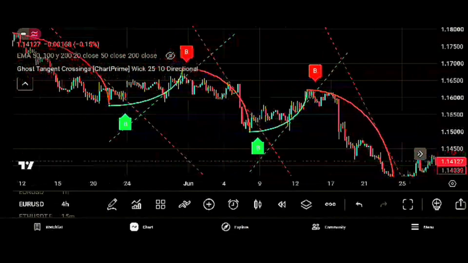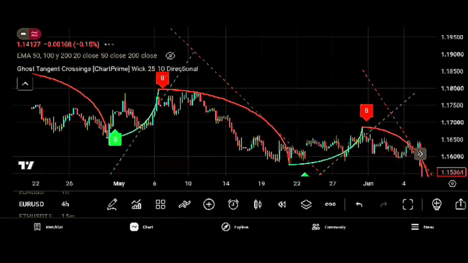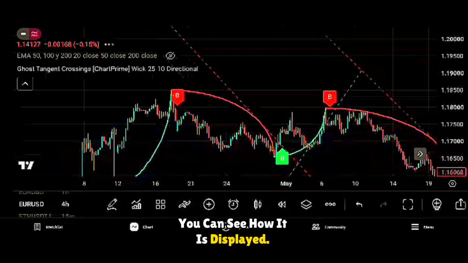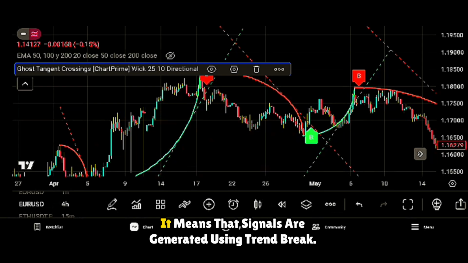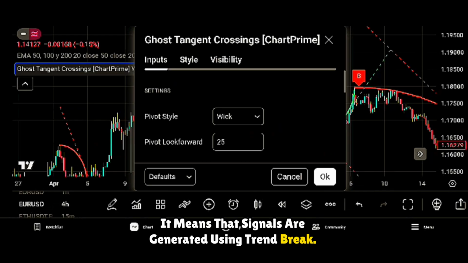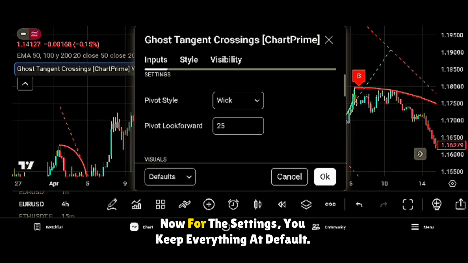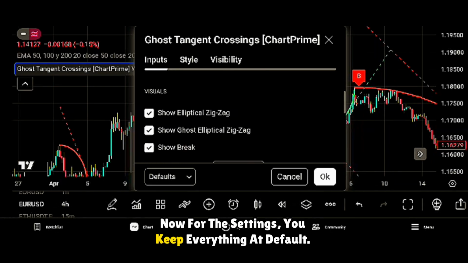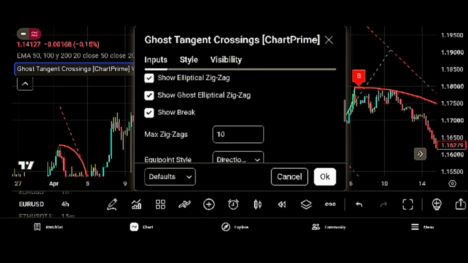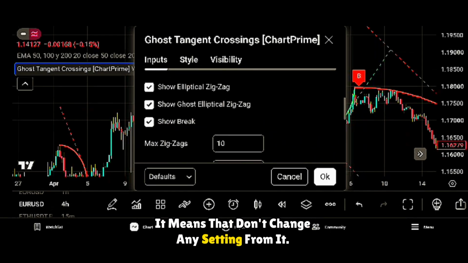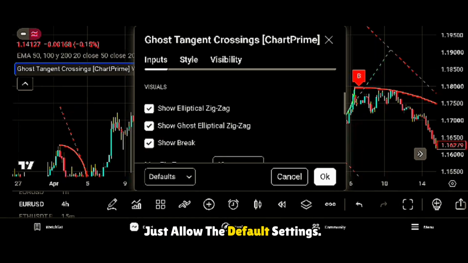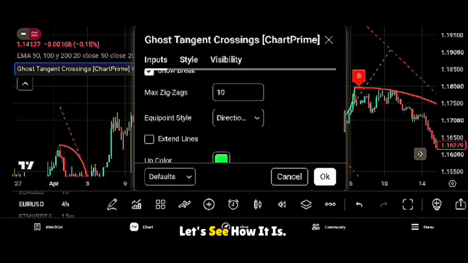Here it is. You can see the indicator and how it is displayed. It is a trend-based indicator, which means that signals are generated using trend breaks. Now for the settings, we keep everything at default. It means don't change any setting, just allow the default settings. Now you click OK, and let's see how it looks.